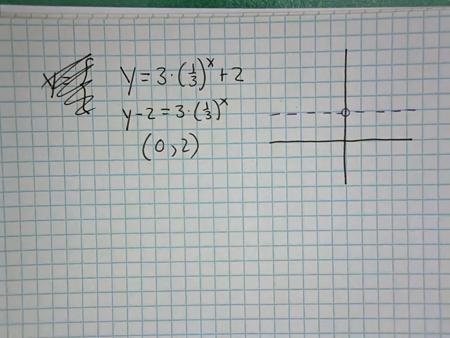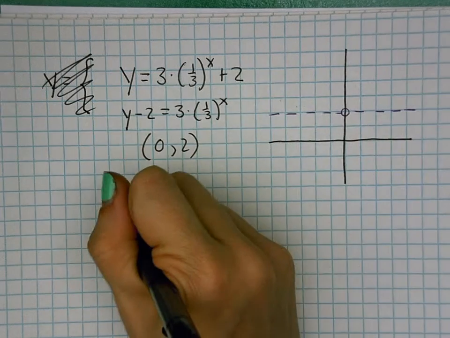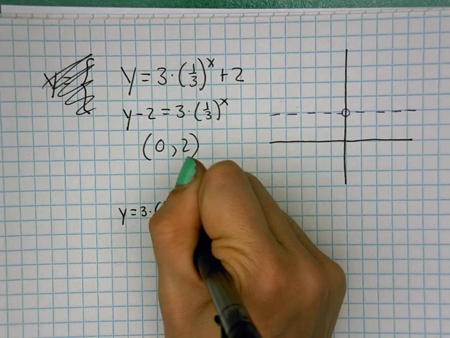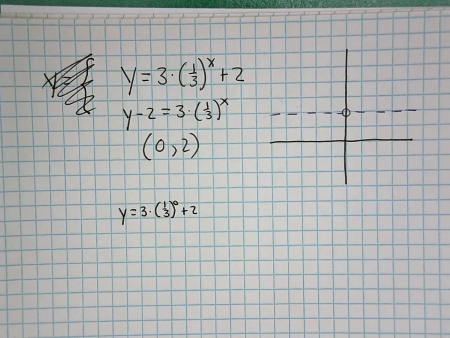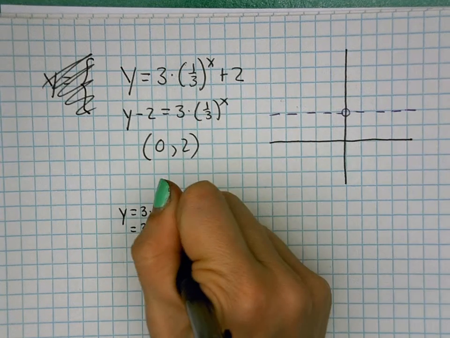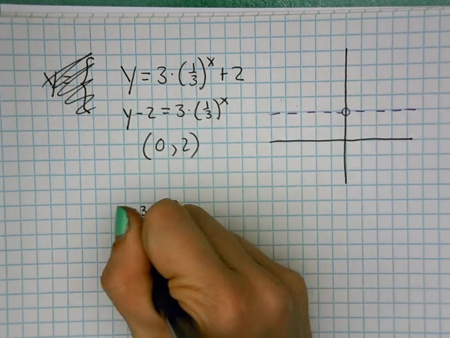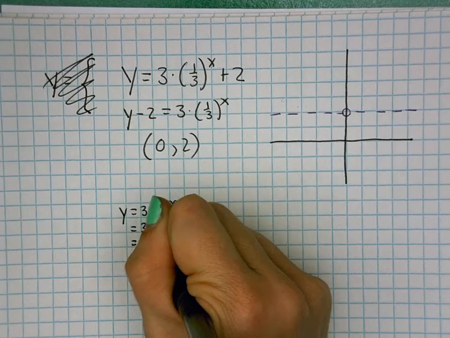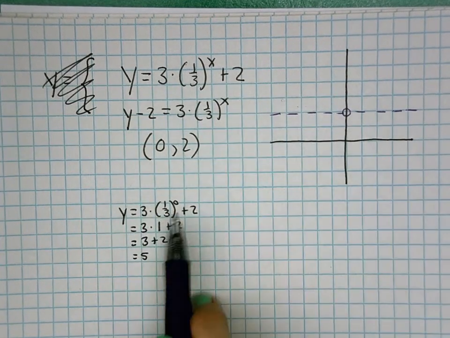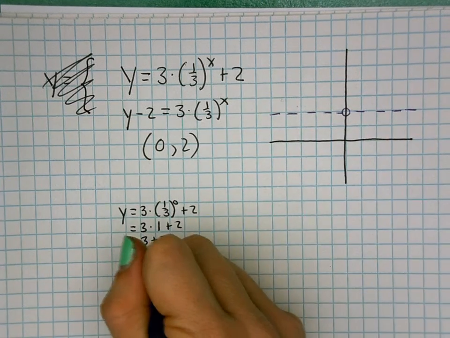Plugging in values then. I'm going to go ahead and plug in 0 first. We have y equals 3 times 1/3 to the 0 plus 2. Okay, 1/3 to the 0 is going to be 1. 3 times 1 is 3. And 3 plus 2 is 5. And so I have an ordered pair at x equals 0, y equals 5.